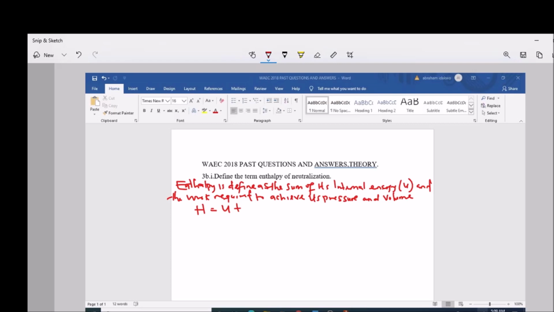Now we have the neutralization reaction. So this is the reaction between acid and base to produce or to give salt and water only.